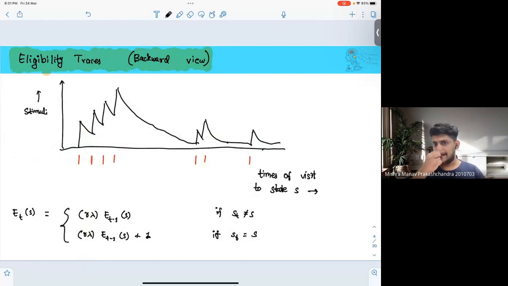Now, this particular trace that I have mentioned has a name to it. This kind of trace is known as accumulating trace.